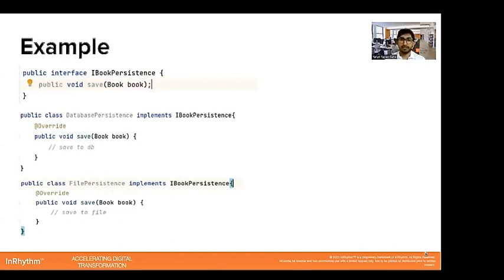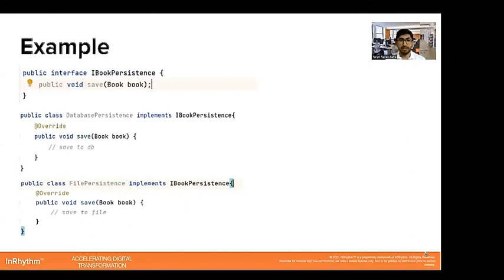How do we fix that? Fixing that is again easy. Let us define an interface, IBookPersistence, which will have an abstract method, save. It's taking the book parameter and then it's going to save the book, right?